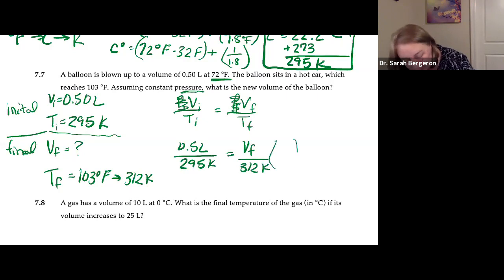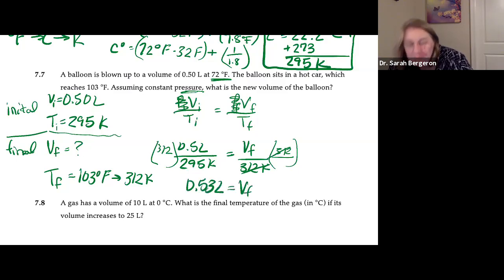So you just gotta cross multiply, 312, right? 312, okay, so those cancel. So 312 times 0.5 divided by 295. What do you get? You should get a final volume of 0.53 liters. Now, does this make sense? Remember your PV = nRT.